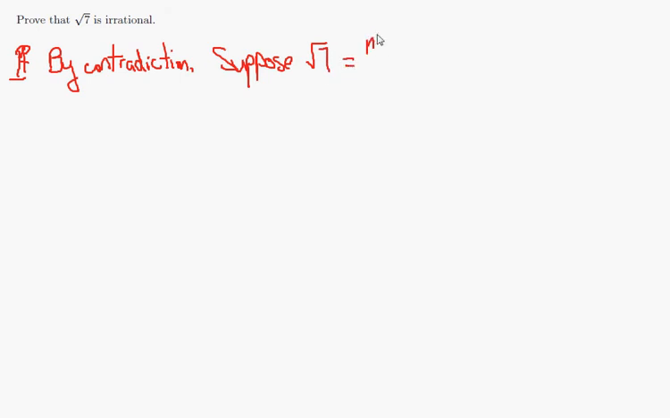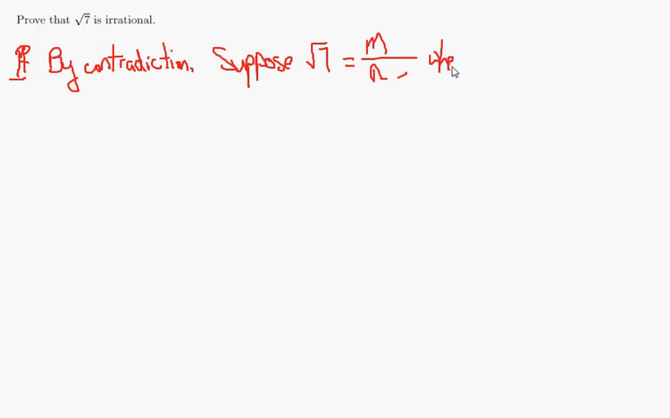Let's now prove that the square root of 7 is irrational. This will be again a proof by contradiction. So let's suppose that it's rational. If it's rational, that means that I can write it as a fraction. So suppose that square root of 7 can be written as m over n.